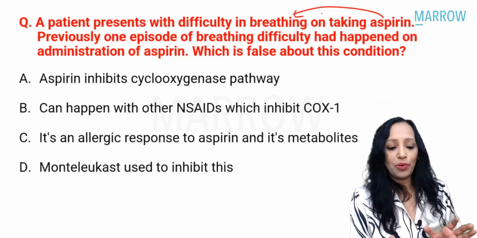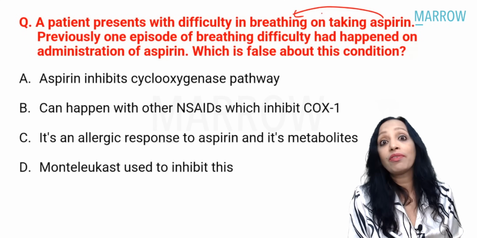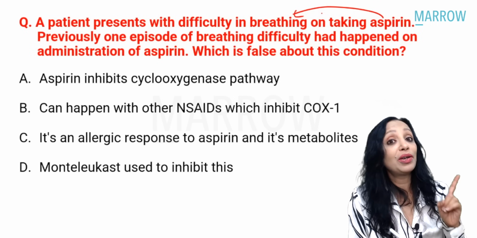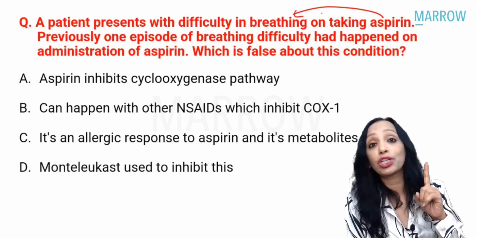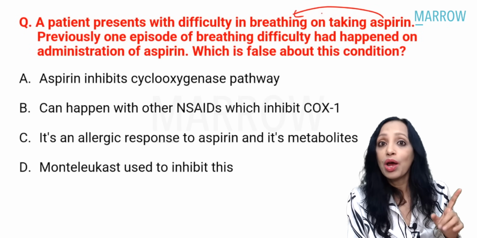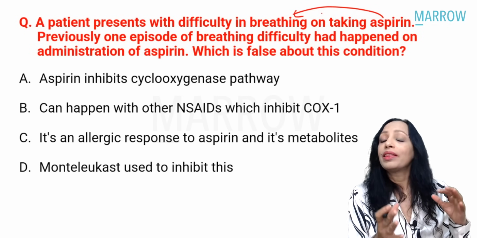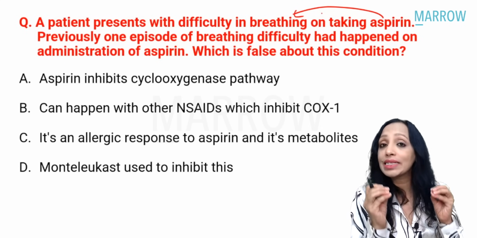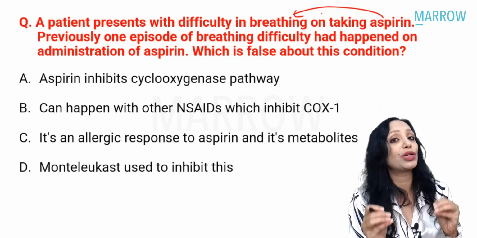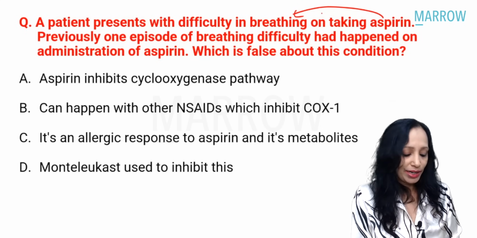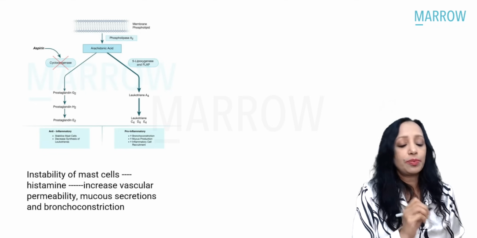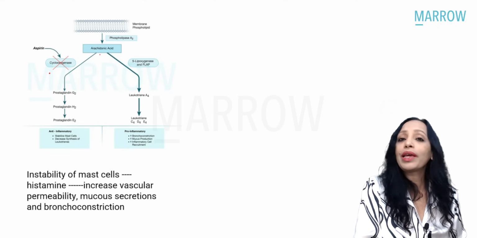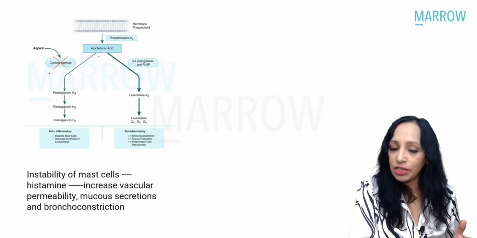Yes. So here what happens whenever the patient takes aspirin? Is it an allergy to aspirin? No, it is a non-allergic hypersensitivity. It is not IgE mediated. What happens here is abnormal metabolism of arachidonic acid in some people who are hypersensitive to aspirin. So what happens here is that aspirin blocks the cyclooxygenase pathway. So the arachidonic acid metabolism gets affected in these patients.